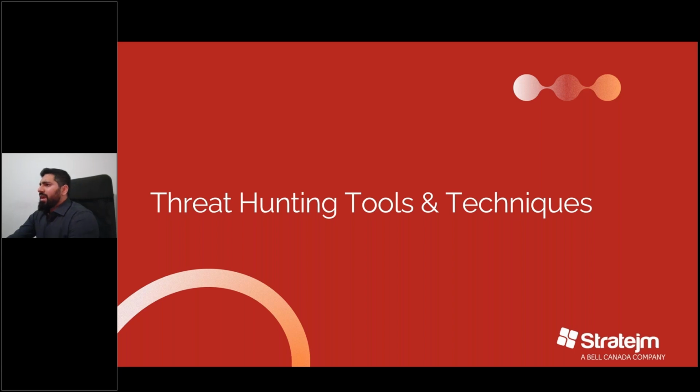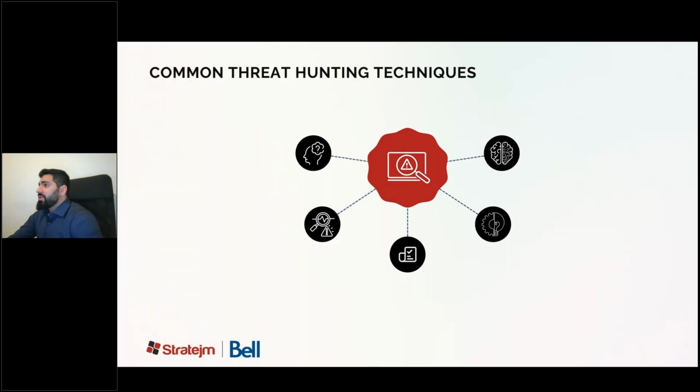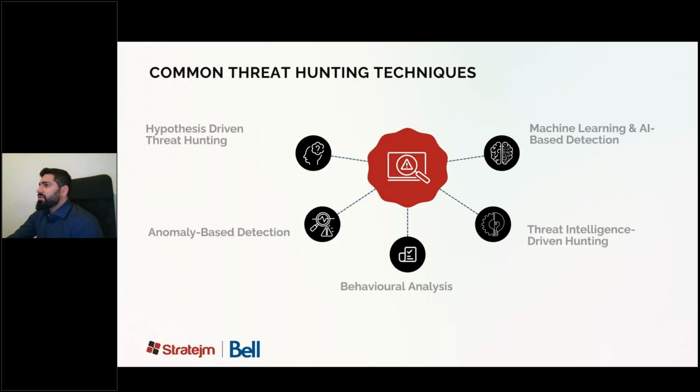So we look at some of the techniques that are common in threat hunting. We start with hypothesis-driven threat hunting. We talked about it earlier. We then look at anomaly-based detection, behavior-based detection, threat intelligence-driven hunting, and last but not the least is machine learning and AI-based threat detection.